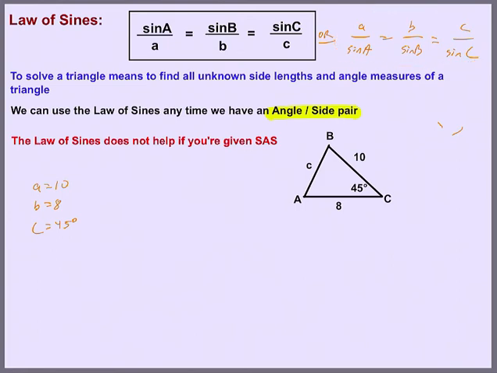So if I tried to use side A over the sine of A equals 8 over the sine of B, which equals little c over the sine of 45 degrees, I can't use any of these ratios because all three of them have a missing piece. So there's no way I could write an equation that has three pieces filled in. What we need is at least one angle side pair. And we'll see that in our next example.